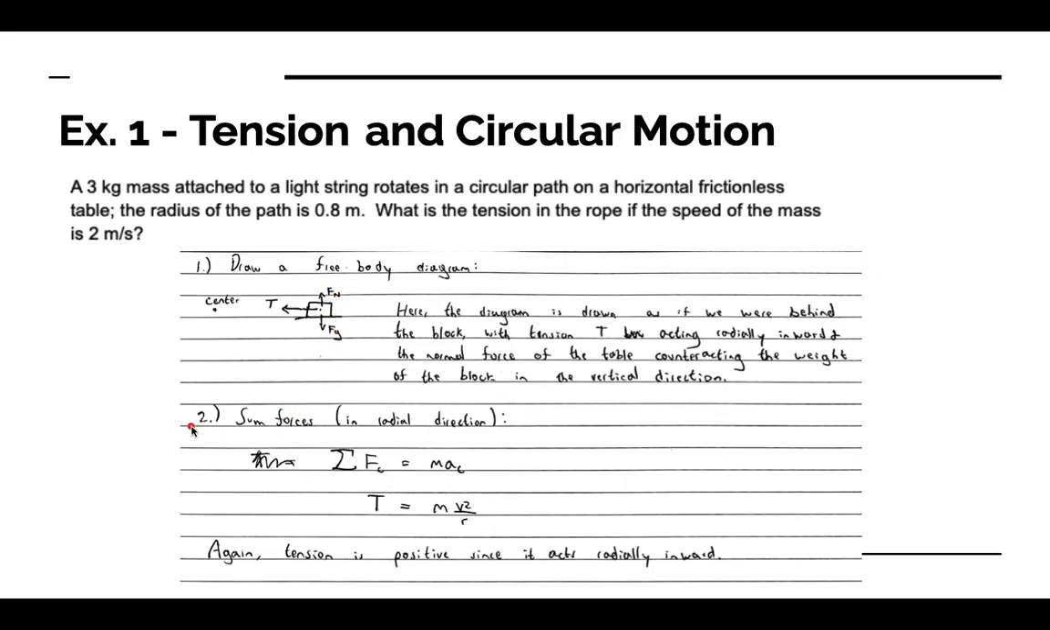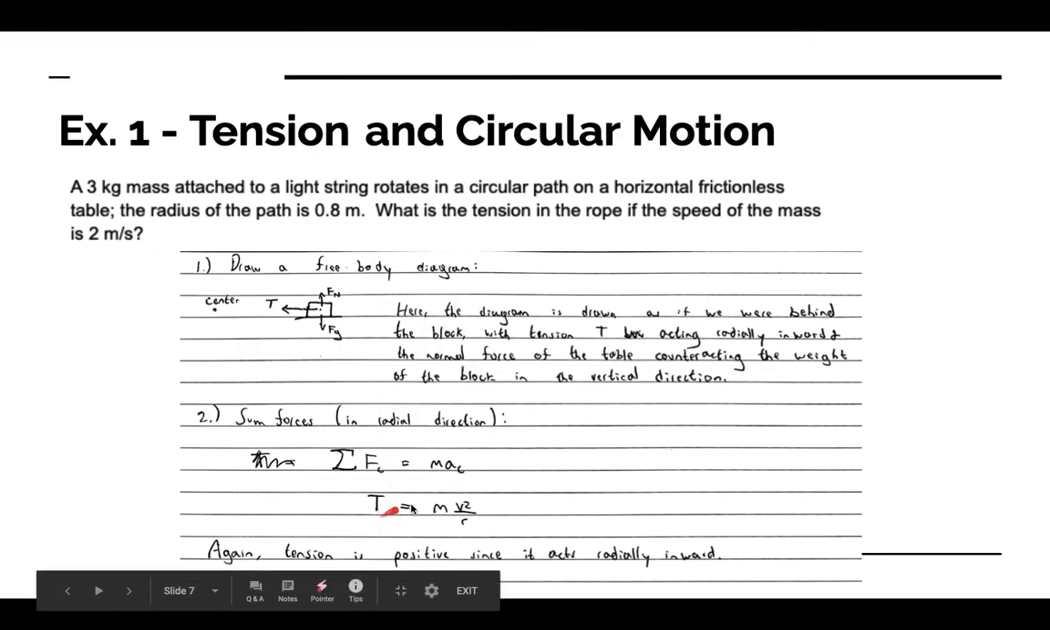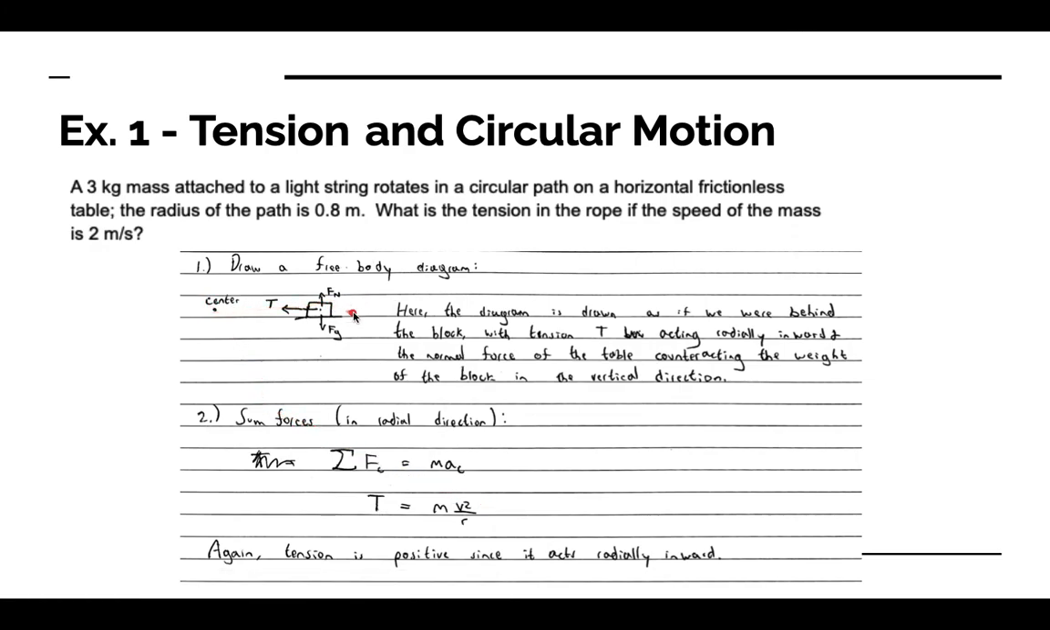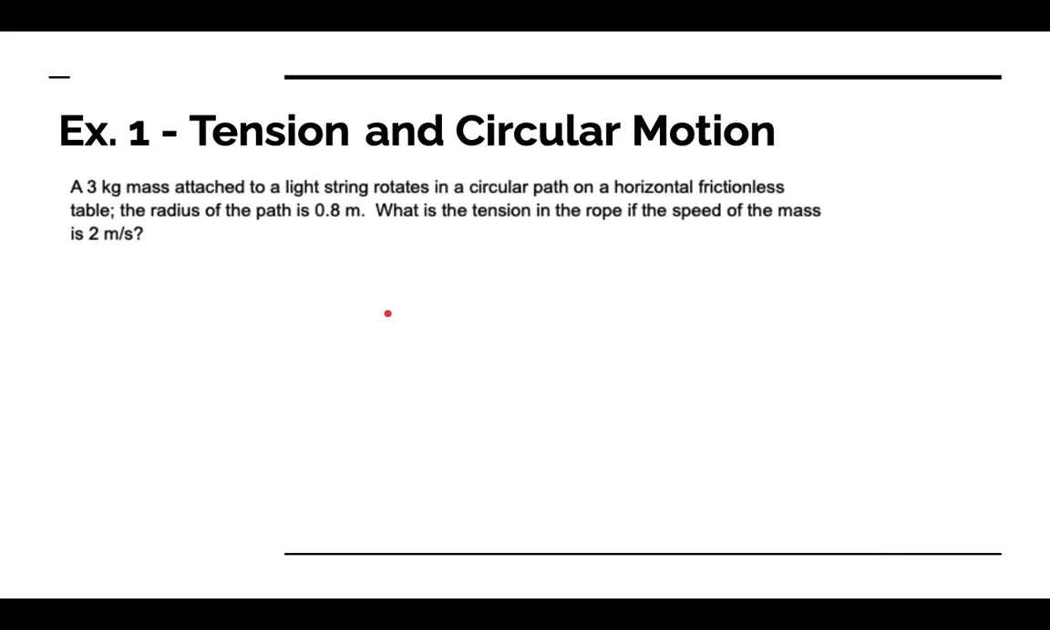So now we move to number 2, where we sum forces in the radial direction. Again, these forces, normal force and force due to gravity, are not acting in the radial direction, so we do not have to worry about them when we sum our forces acting in the radial direction. In this case, the only force that's acting in the radial direction is our tension T. So we're going to have T equals m times our centripetal acceleration, where we replace our centripetal acceleration with v squared over r. Again, tension is going to be positive here since it acts radially inward. It acts towards the center of our circle. If there was a force that acted outward right here, that would be a negative force because it's going to be acting outward away from the center of our circle.